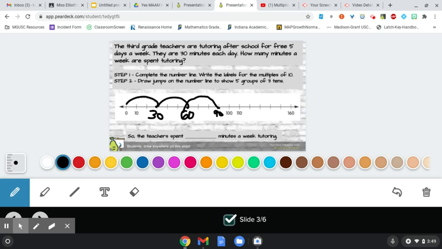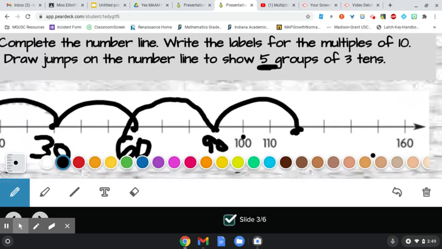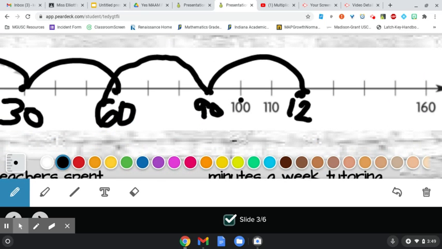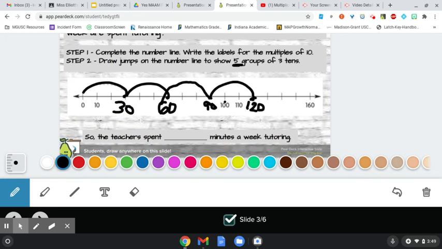So the teacher spent, see, I even made another mistake because I'm not done. How many groups does it say that I need to have? I should have 5 groups. So I'm going to keep counting. 1, 2, 3. There's another 30. So I'm going to go 90, 100, 110, and then I have 120. How many groups have I done so far? If you said 4, you'd be correct because we've got 1, 2, 3, and 4.